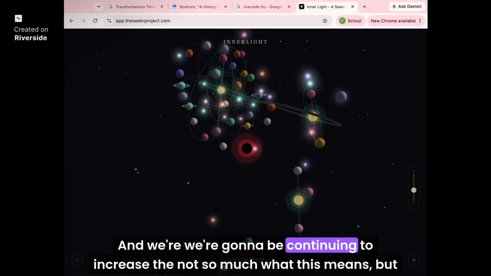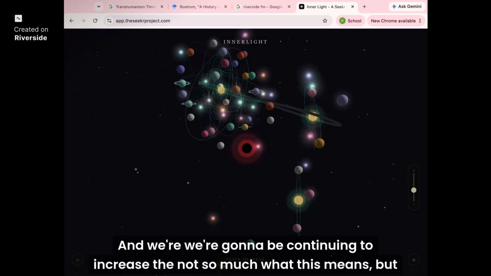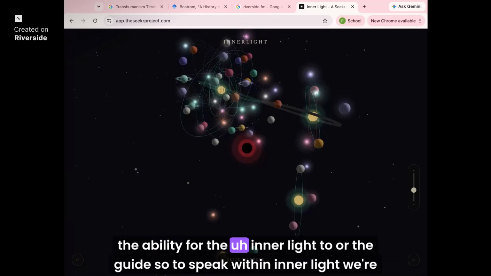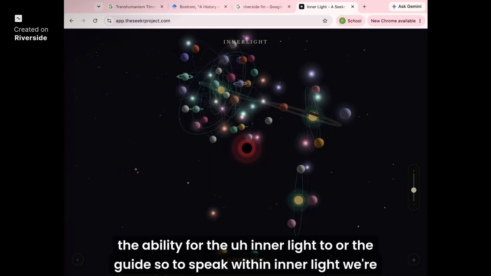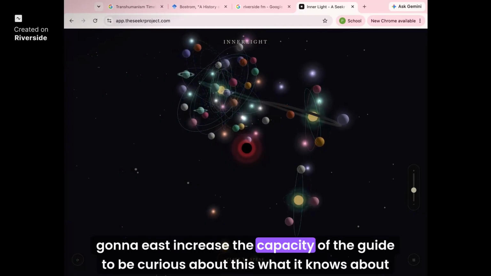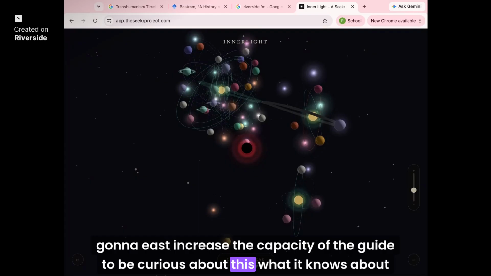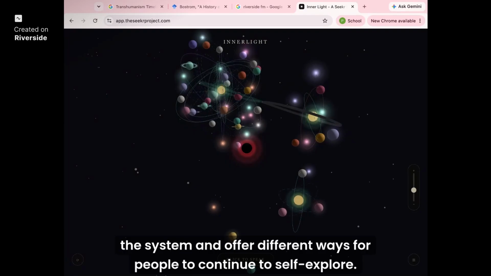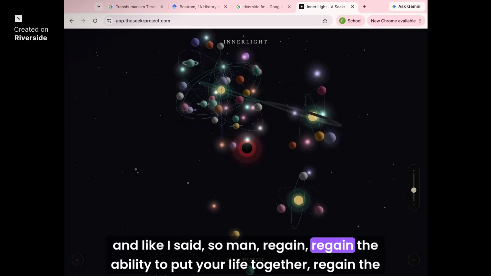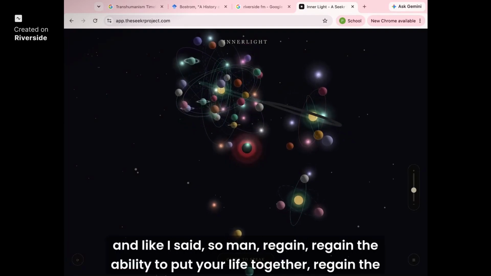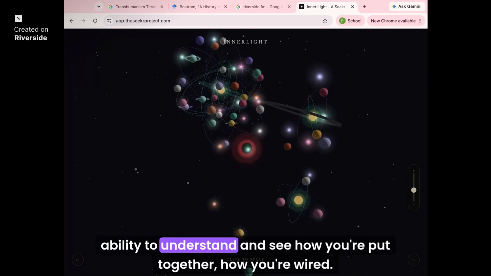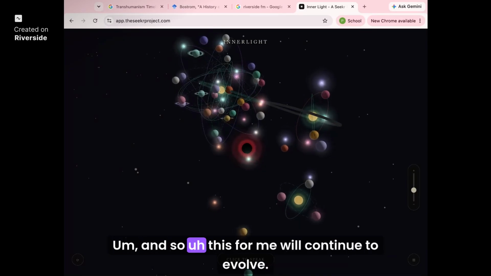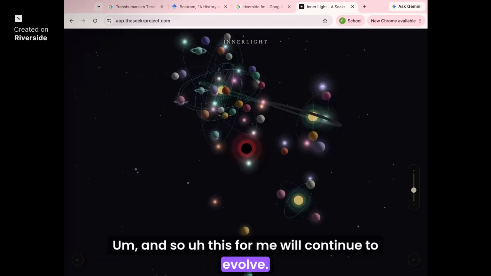And we're going to be continuing to increase, not so much what this means, but the ability for the InnerLight, or the guide, so to speak, within InnerLight. We're going to increase the capacity of the guide to be curious about what it knows about the system, and offer different ways for people to continue to self-explore. And like I said, regain the ability to put your life together. Regain the ability to understand and see how you're put together, how you're wired. And so this, for me, will continue to evolve.